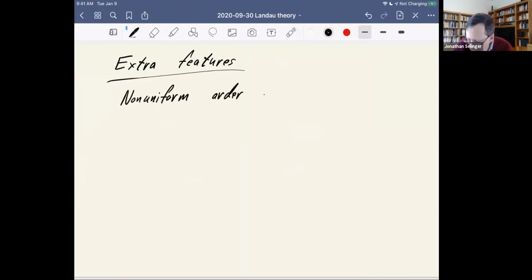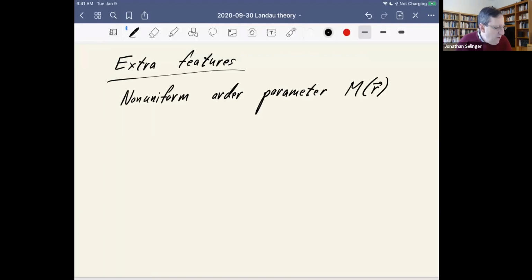That is, suppose that we go back to the magnetic system and we have an M which depends on position. So it's an M of R. It's a different magnetic order in different parts of a sample. What do we get for the free energy then?